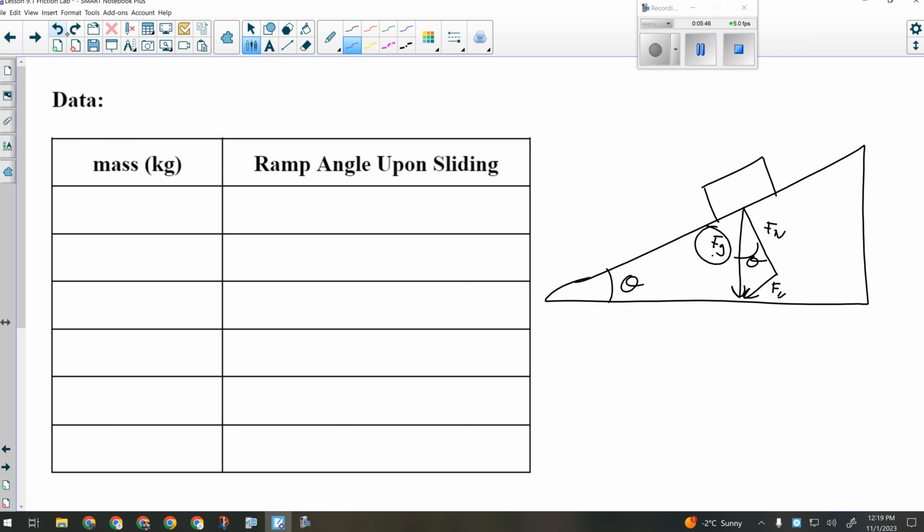And I'm using F normal to go with that, to kind of compare the two. Questions so far? All right.